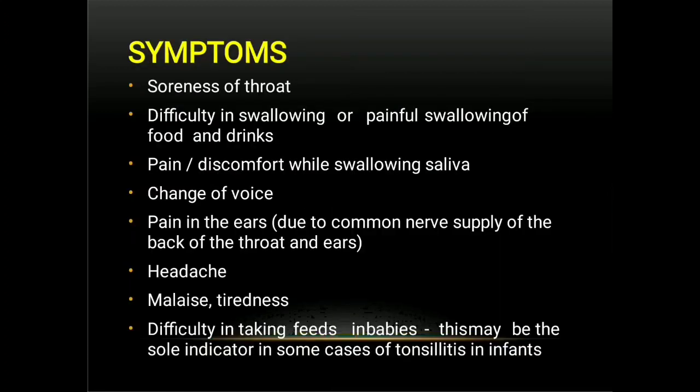Symptoms. Soreness of throat, difficulty in swallowing, that is dysphagia, or painful swallowing, that is odynophagia, of food and drink, pain and discomfort while swallowing saliva, change of voice or hoarseness of voice, pain in ears, earache, due to common nerve supply of back of throat and ears, headache, malaise and tiredness, difficulty in taking feed in babies.